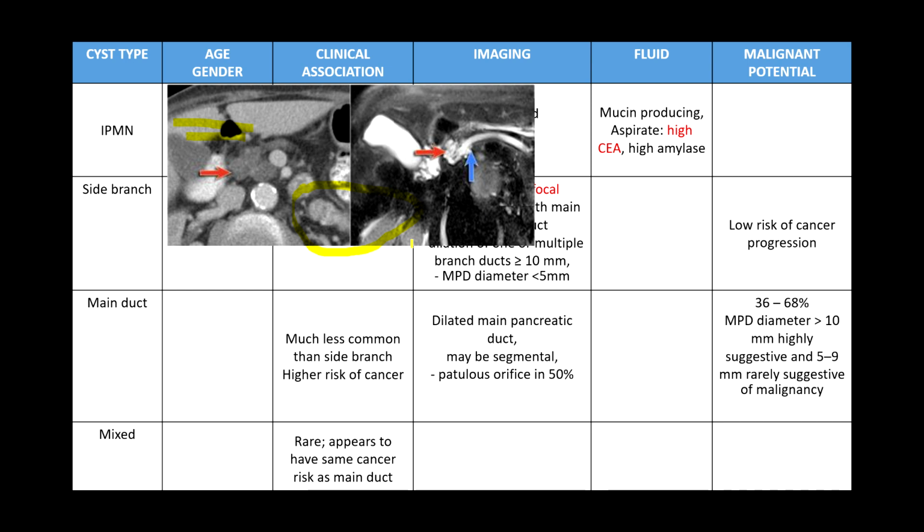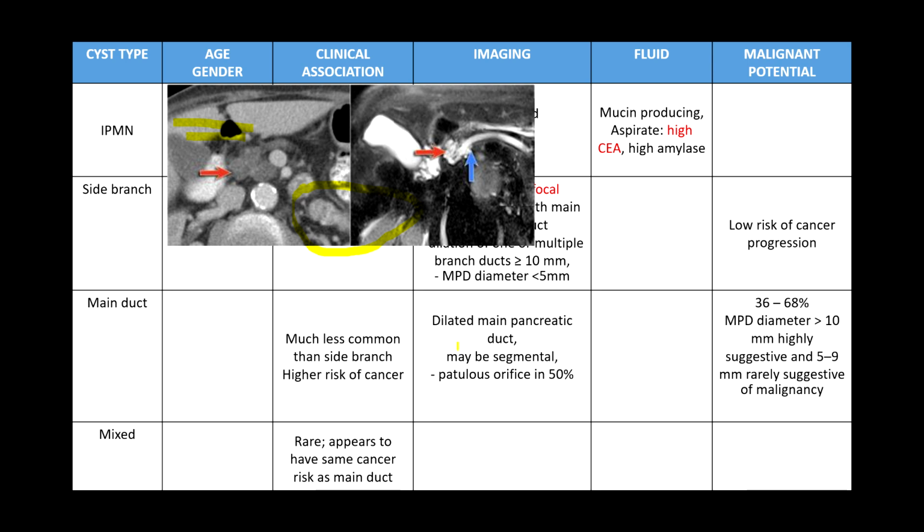So this is a side branch IPMN. As you can see, they have communication and sometimes the main duct might be dilated. Okay, they have a very low risk of cancer progression. The main duct IPMN is much less common than the side branch IPMN. They have usually a dilated main pancreatic duct.